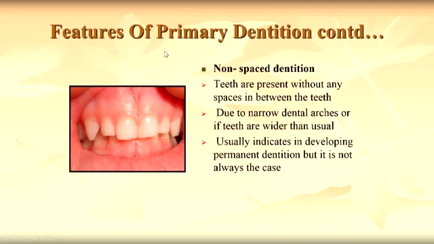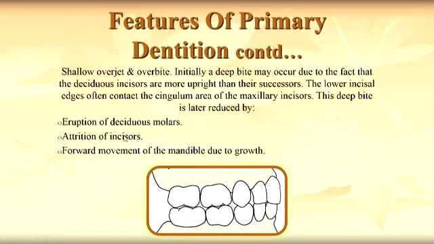Features of primary dentition are also characterized by non-spaced dentition. If there is no space, the teeth are present without any space between them due to narrow dental arches, or if the teeth are wider than usual. This usually indicates crowding in the developing permanent dentition, but it is not always the case.